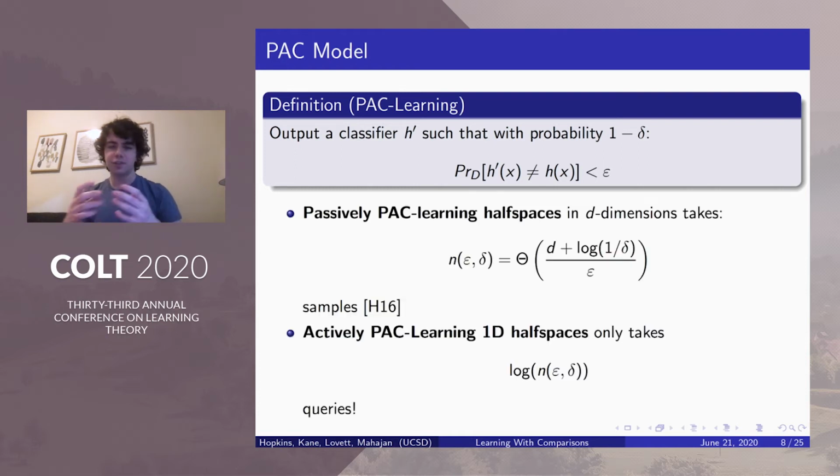And of course, this is very, very widely studied, and it's well known what this looks like for half spaces. We know that in d dimensions, it takes about d over epsilon labeled samples passively to PAC learn half spaces. And we also know that in one dimension, this is an area where active learning truly shines, because it actually only takes about log 1 over epsilon versus 1 over epsilon labeled samples. So we see this exponential gap between the passive and active learning paradigms that we were hoping for.